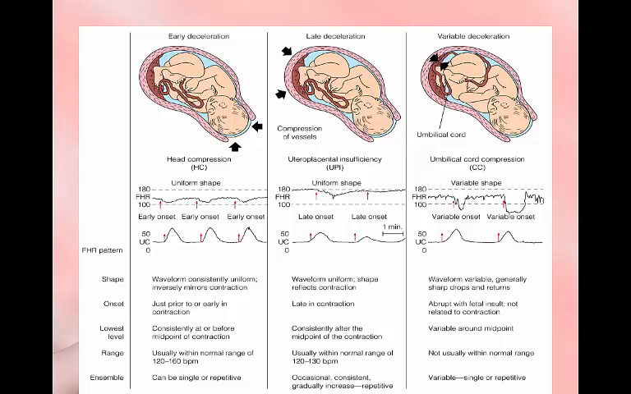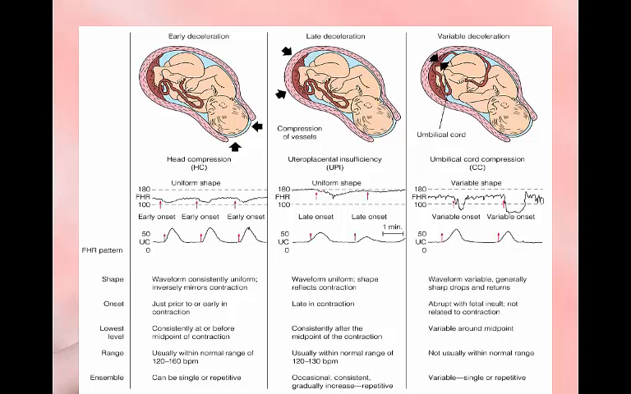Some reasons we can see late deceleration. So we talked about the pathophysiology, uteroplacental insufficiency. Some of the reasons that can occur could be hypertension, could be diabetes, could be low blood pressure, so maybe even especially after an epidural is placed. Those are some examples of why we might see uteroplacental insufficiency.